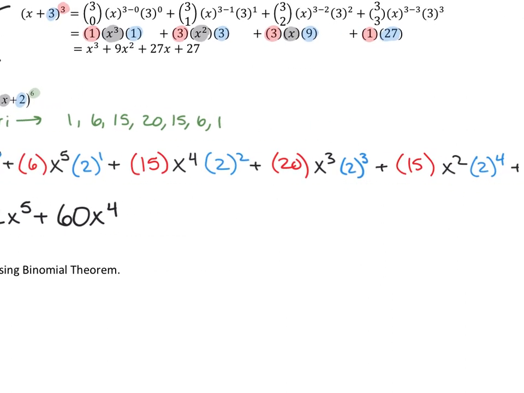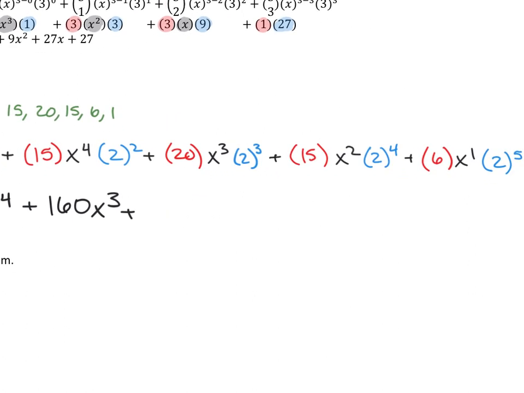Then I have 20 times 2 to the 3rd. 2 to the 3rd is 8. 8 times 20 is 160. Then we have 2 to the 4th times 15. 2 to the 4th is 16. 16 times 15 is 240.